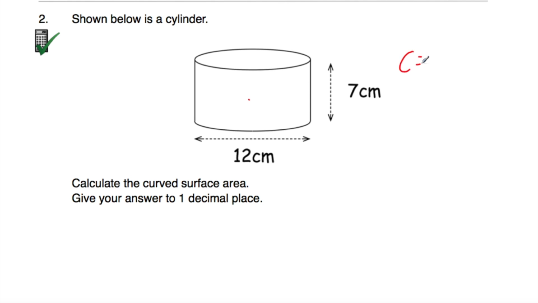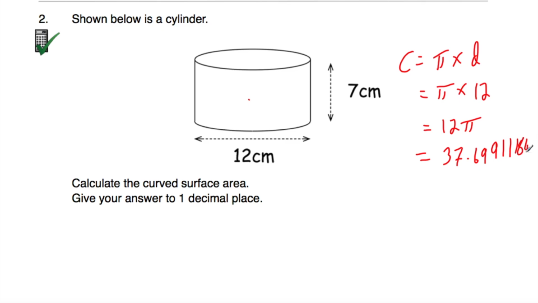So the circumference of a circle is pi times diameter. So it's going to be pi times the diameter of the circle, which is 12. And if we do 12 times pi, we get 12 pi, or as a decimal number, that's equal to 37.699111184 centimeters. So that's fantastic. We've now found the circumference of the circle. So the circumference of the circle is equal to 37.699111184 centimeters.